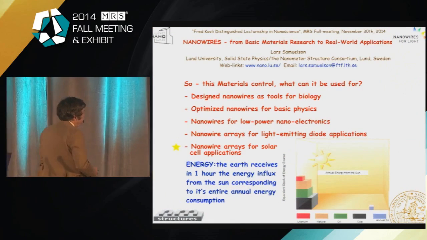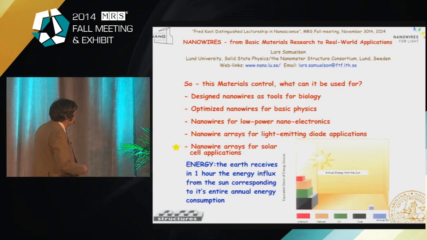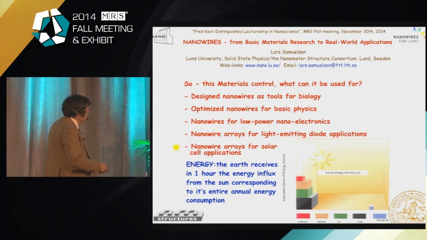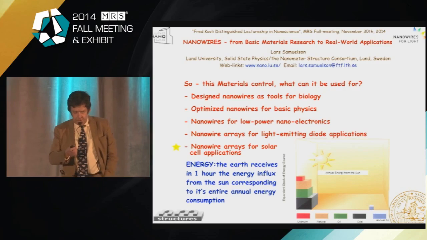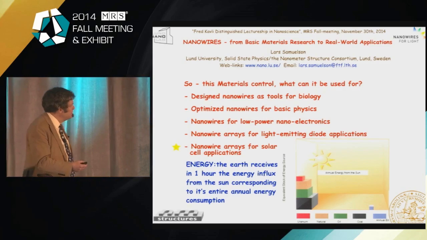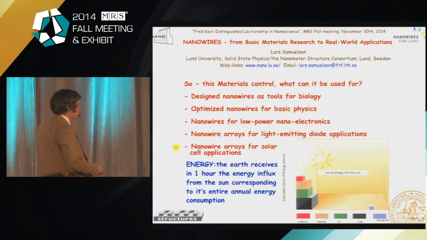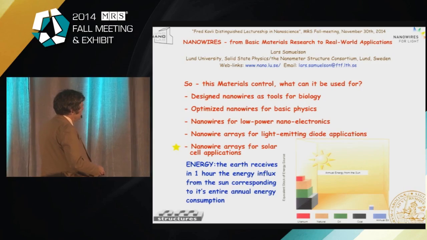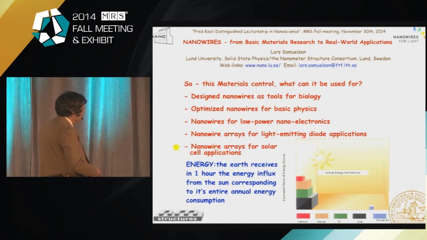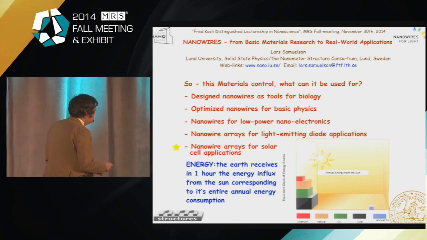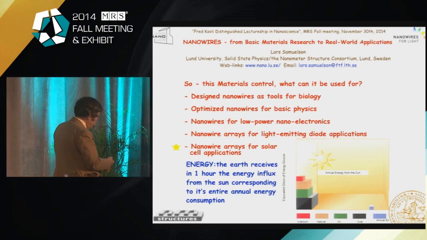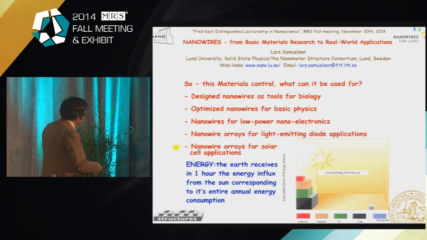So to the solar. Nanowire arrays for solar cell applications. The background is, of course, that solar energy is really the only source of energy that we have in abundance. Compared to all other sources, nuclear or oil or gas, they are really extremely minute. But we have this enormous influx, which is stated in this way: every hour the Earth receives energy from the sun corresponding to the Earth's entire annual energy consumption.